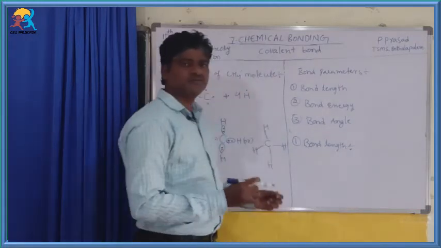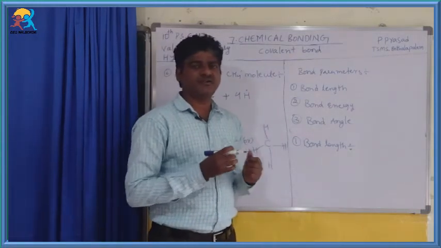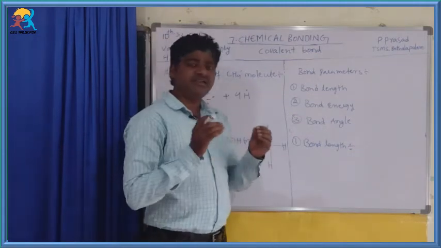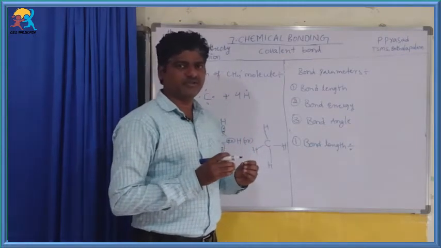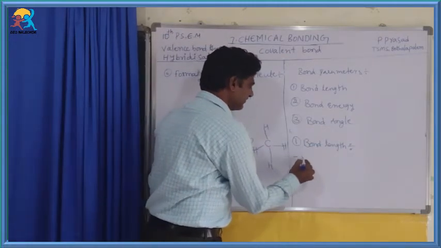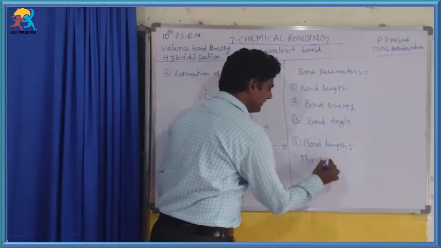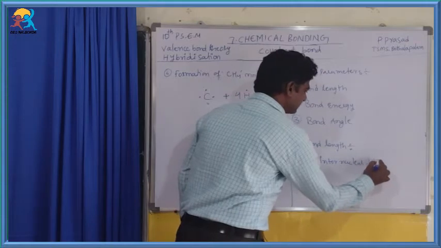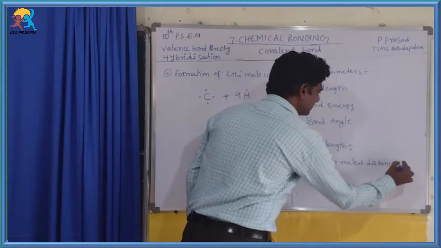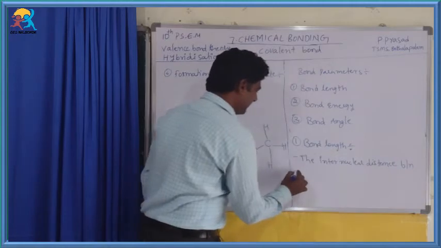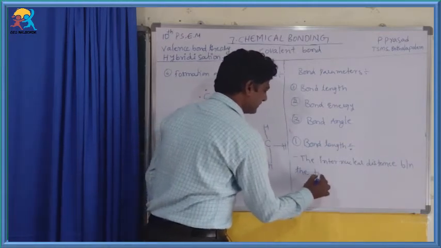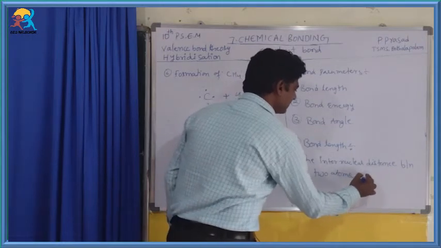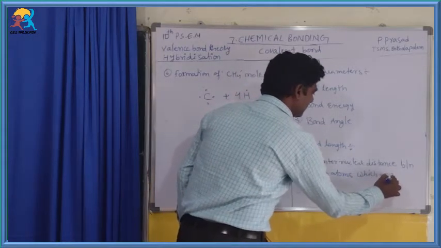When two atoms are bonded by a single covalent bond or any bond, double or triple bond, then the internuclear distance between the two atoms which are bonded.